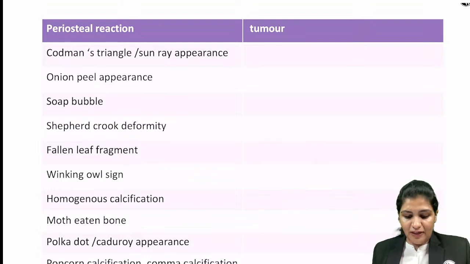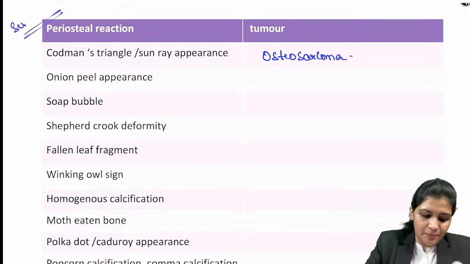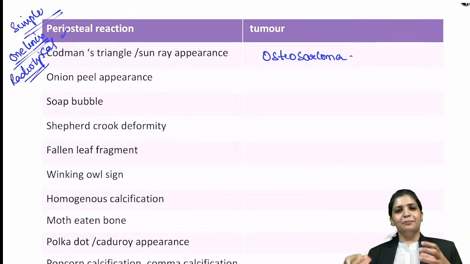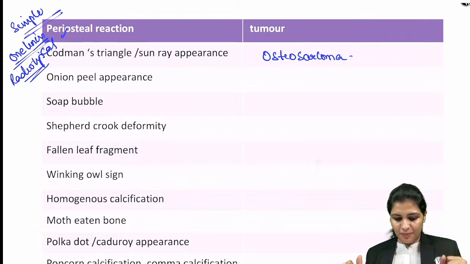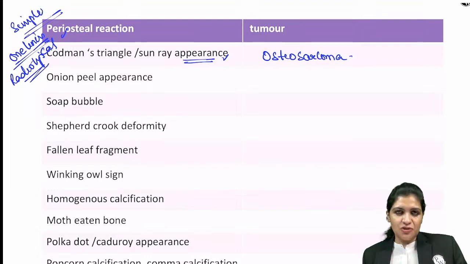So here the first one is your Codman's or the sunray appearance. It is the easiest one, that is your osteosarcoma. These are supposed to be simple one-liners, or they can be integrated with your radiological questions, right? So just have a look at this table. The first one is your Codman's or sunray appearance. The sunray appearance is because of the calcifications which occur around the tumor, along your Sharpey's fibers or along your vessels. This is considered as a sunray appearance, usually seen in case of your osteosarcoma.